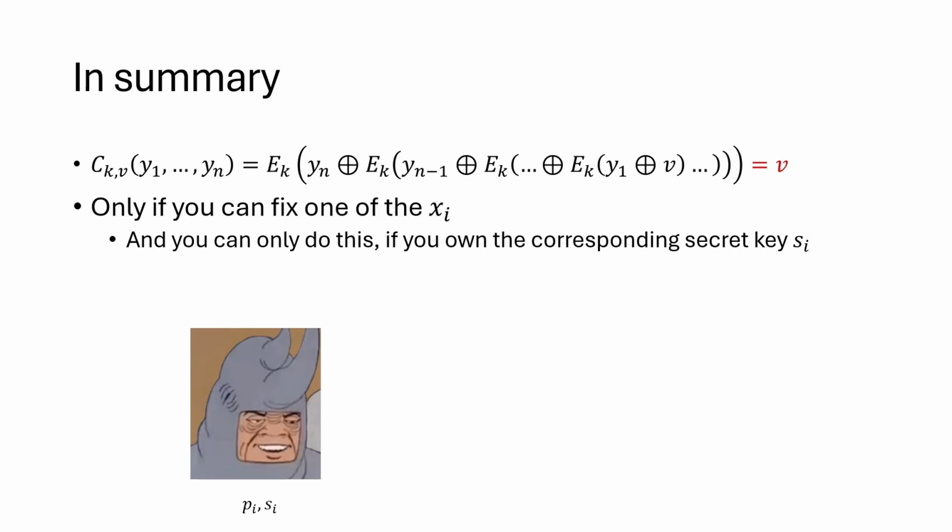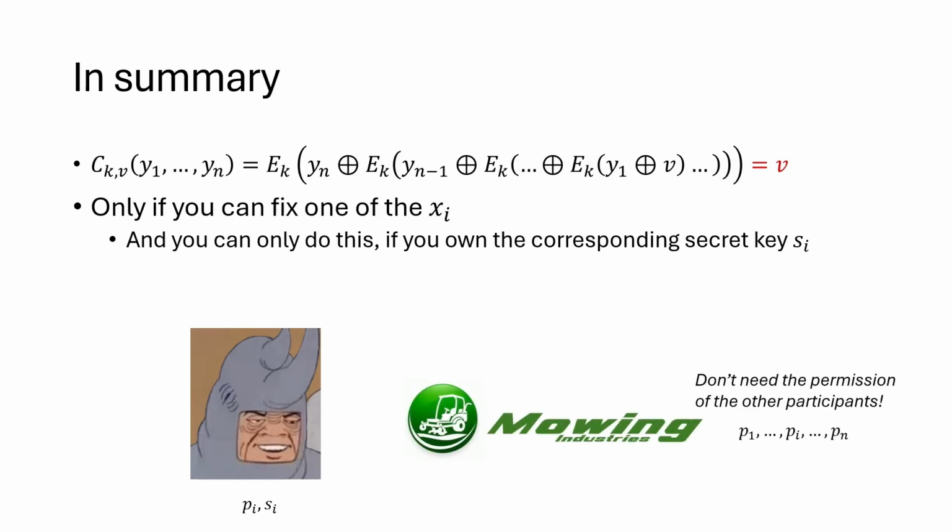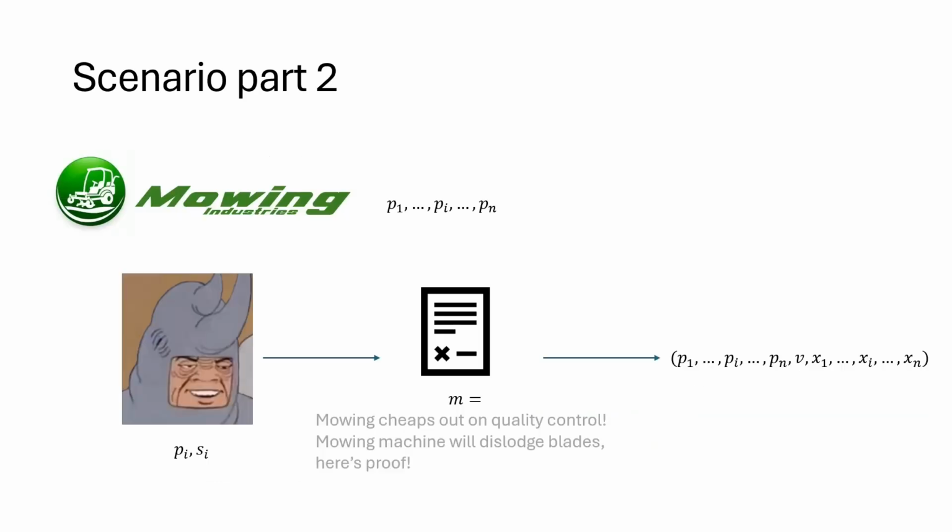And anyone who sees this ring signature will say, okay, one of the persons from P1 to Pn generated this valid ring signature. And that's how you hide your identity amongst this particular ring. Right, you don't need the permission of all these other people.